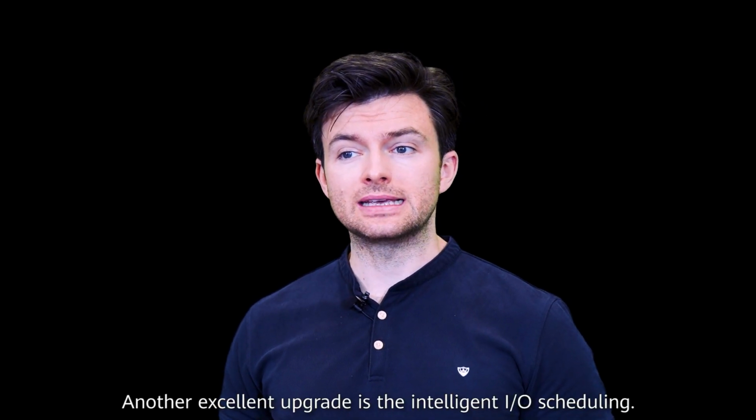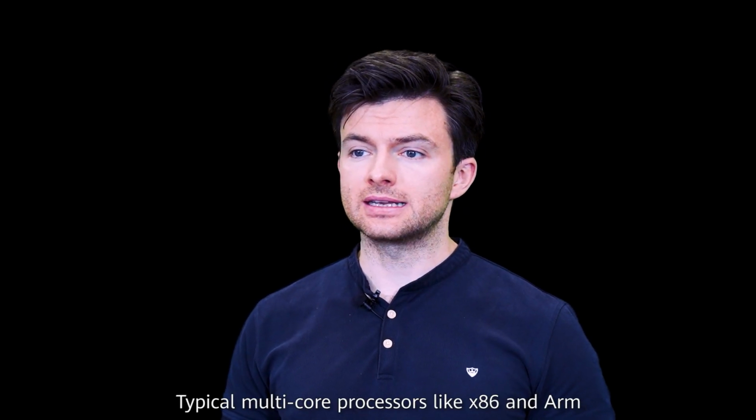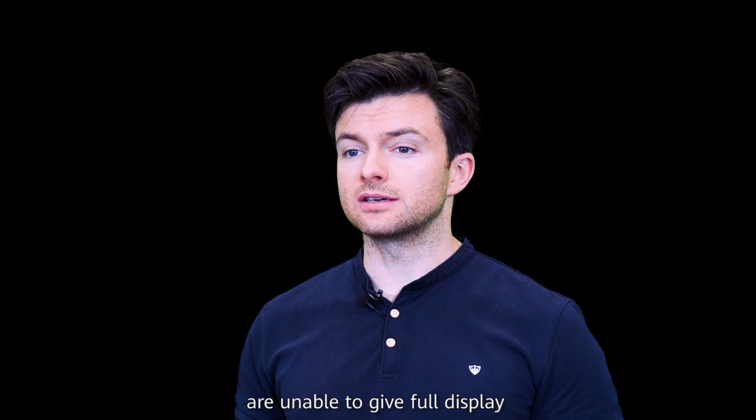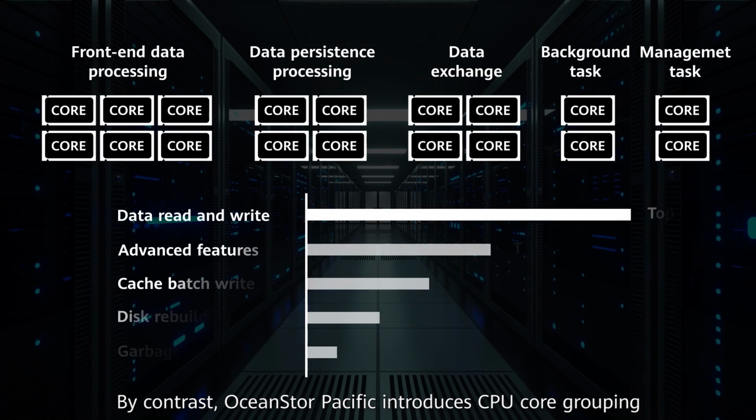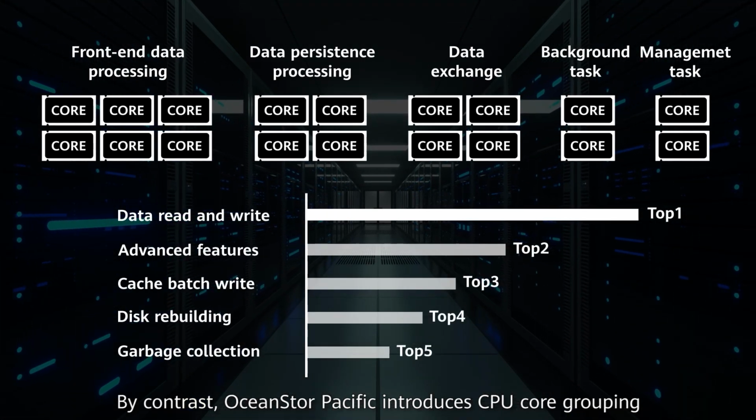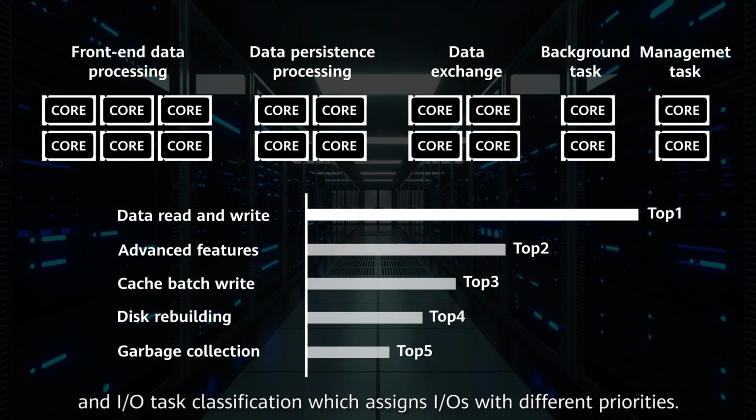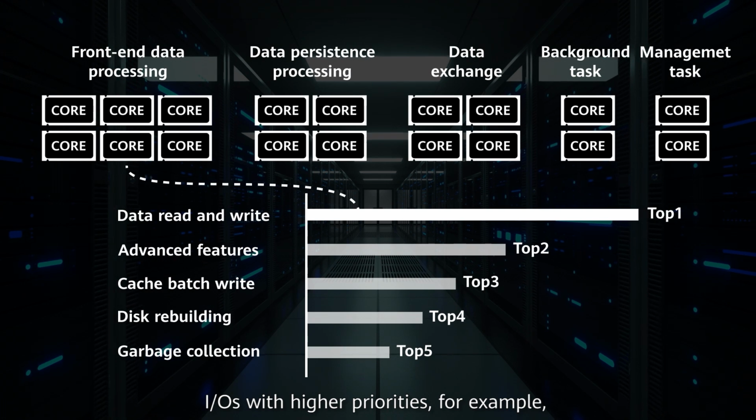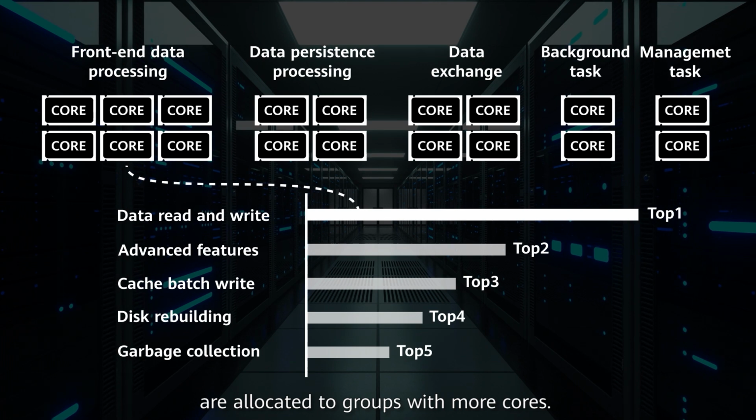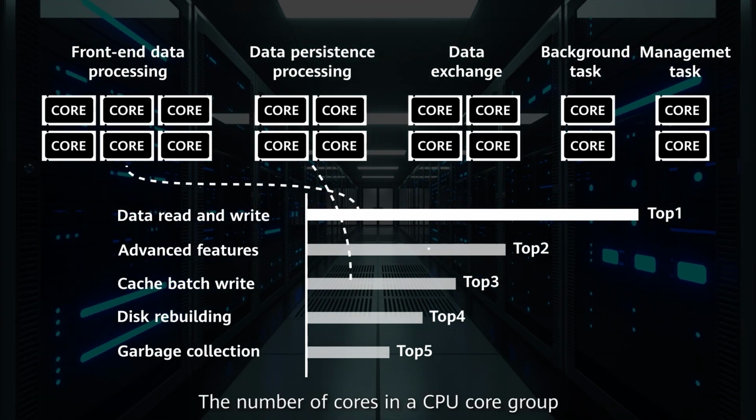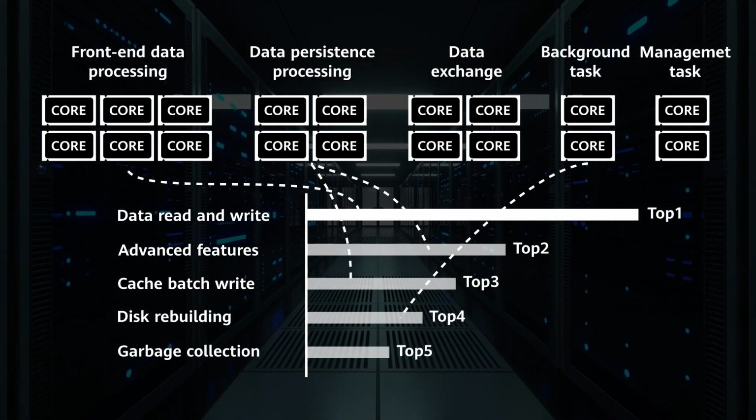Another excellent upgrade is the intelligent I/O scheduling. Typical multi-core processors like x86 and ARM are unable to give full play to release the performance of flash media. By contrast, OceanStor Pacific introduces CPU core grouping and I/O task classification, which assigns I/Os with different priorities. I/Os with higher priorities, for example, read and write requests from applications, are allocated to groups with more cores. The number of cores in a CPU core group is dynamically adjusted based on the system loads.